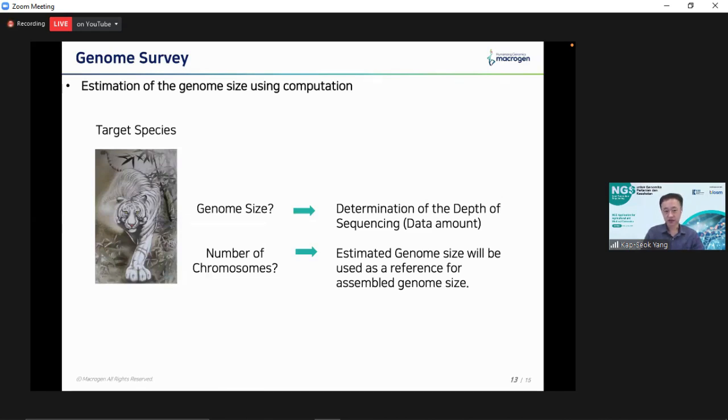Genome survey is important in a way that you can get an estimate of the genome size. It could be at a gigabase level, or tens of gigabase level, or even 10 megabase size. With that, you can decide how far you should go, or how deep you should sequence the genome. And the second one is you had better have a good idea of how many chromosomes this new species has. With that information, the estimated genome size will be used as a reference for the assembled genome size.